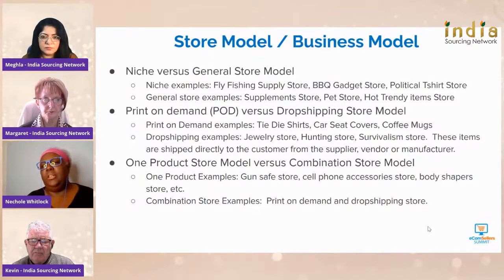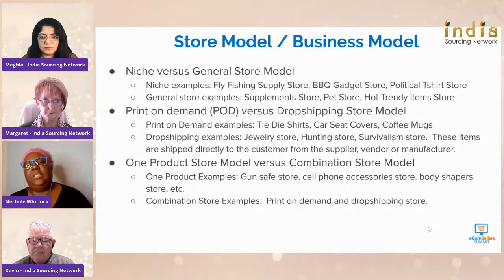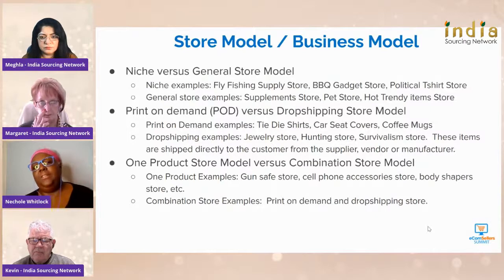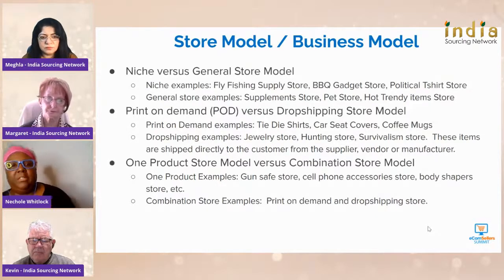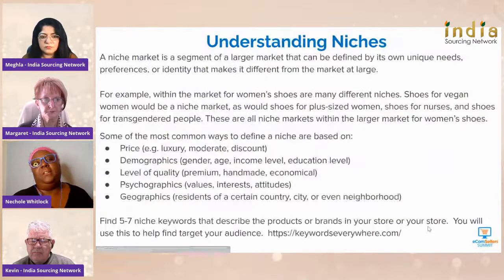So if you're drop shipping, you're going to set up an account and go through the process of making sure that you've vetted who your supplier or your vendor is, so that they can fulfill the orders once the orders come through your Shopify store. And then there are the one product stores versus the combination stores. There are a lot of one product stores out there where they only sell one thing, and then there are stores that sell a combination of print on demand plus drop shipping. I've seen a lot of those. We've set up a print on demand. We've also set up a drop shipping. And so that's not uncommon for people to have both.